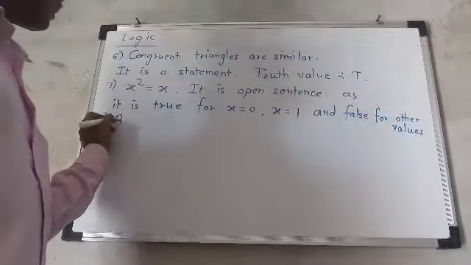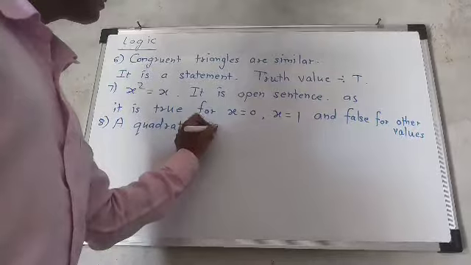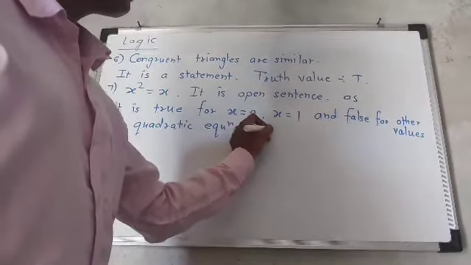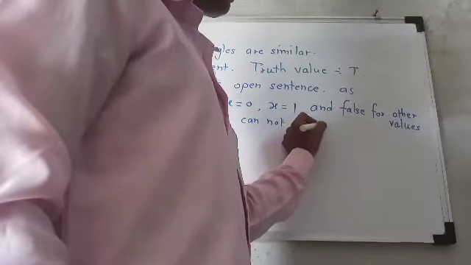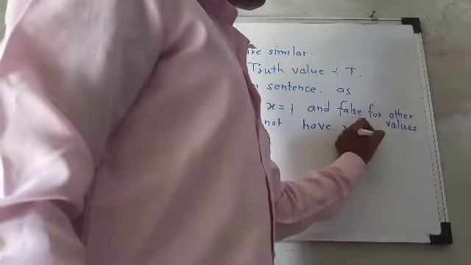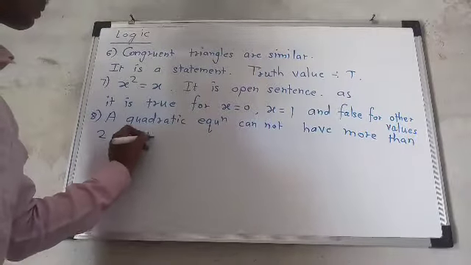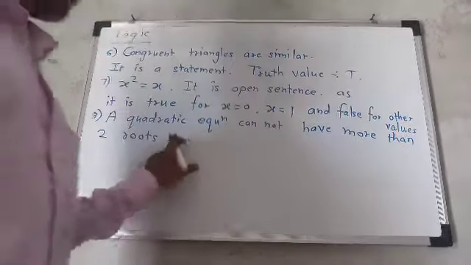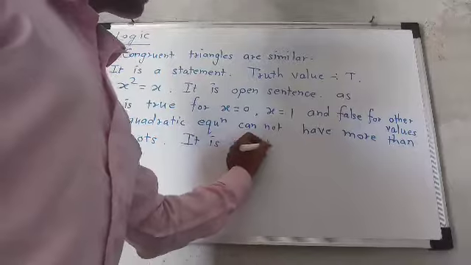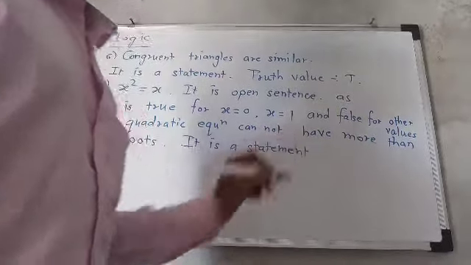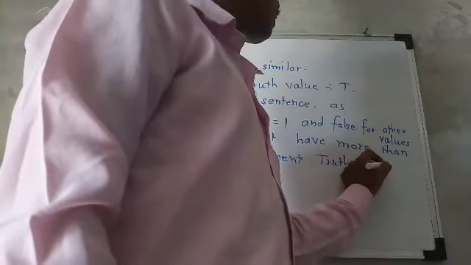A quadratic equation cannot have more than two roots. Algebraic statement. It is a statement. Truth value T.